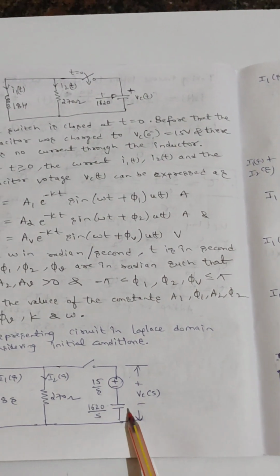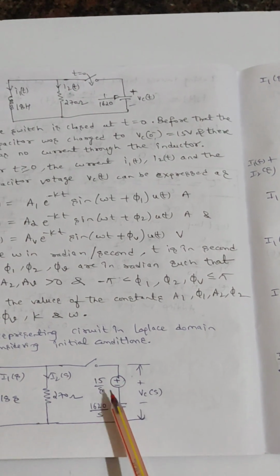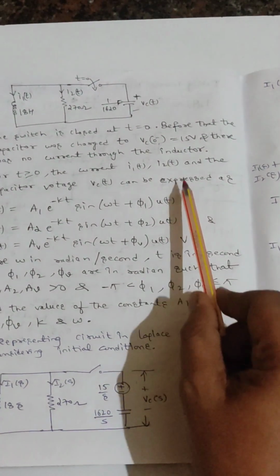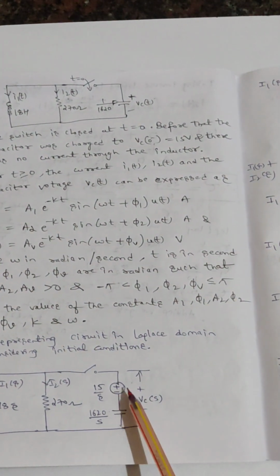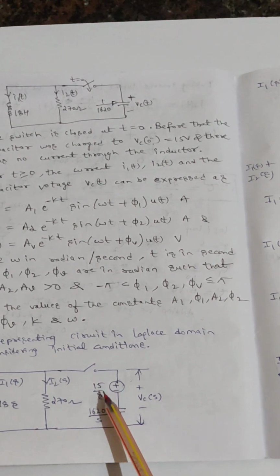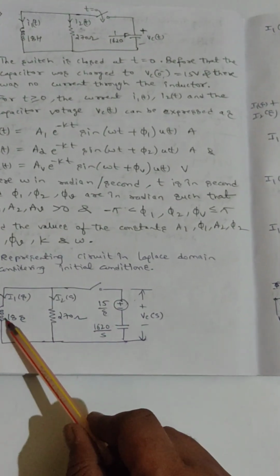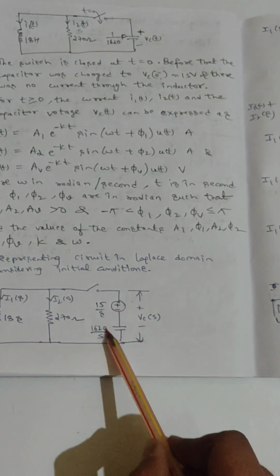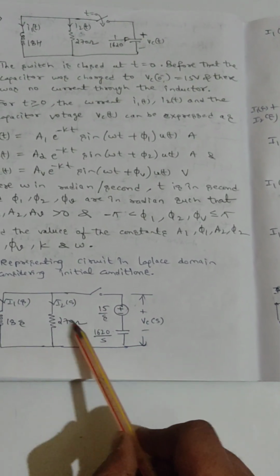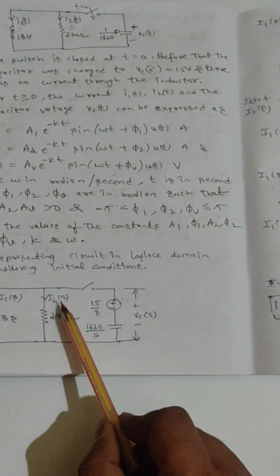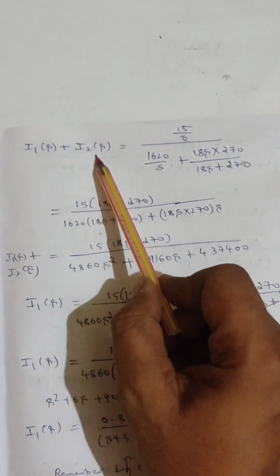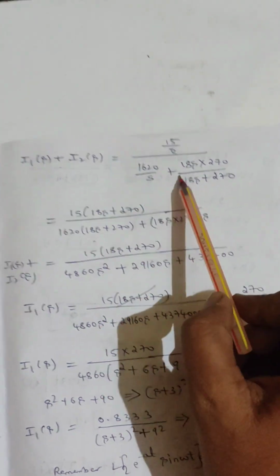Why I represented this voltage source is by considering the initial condition. Initially the capacitor was charged to 15 volts, so I represented the capacitor with a voltage source, and in the Laplace domain it is 15 by s. Got it? So when the switch is closed, these two are connected in parallel. This capacitor is delivering current through these elements, so by adding these two currents you get the supply current: I1 of s plus I2 of s.